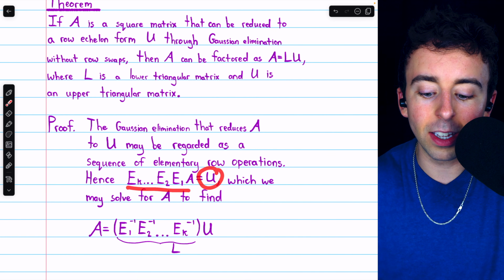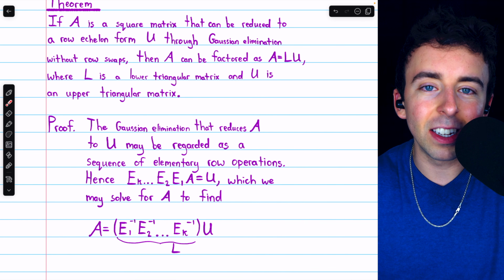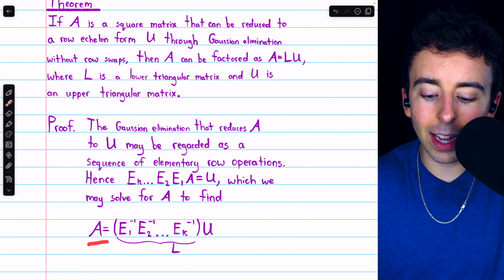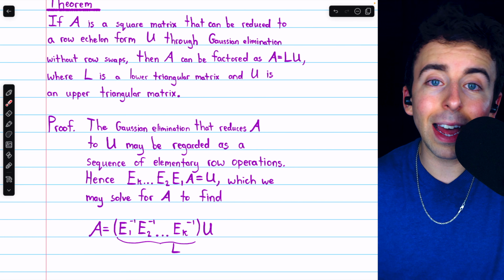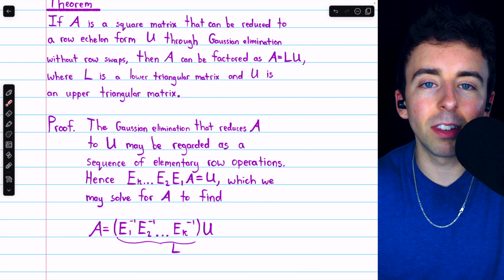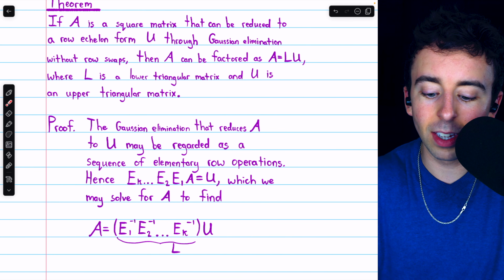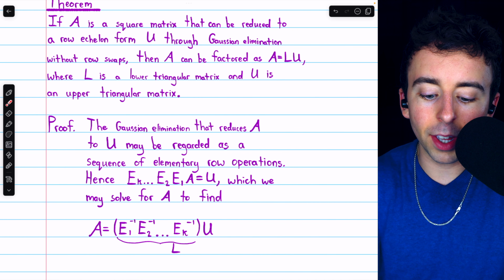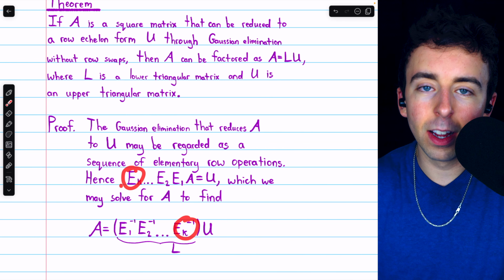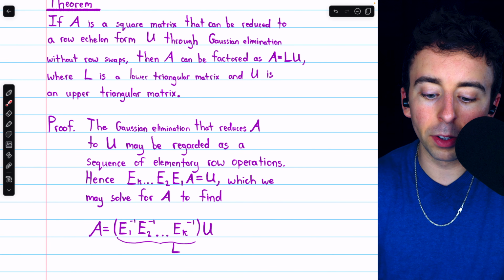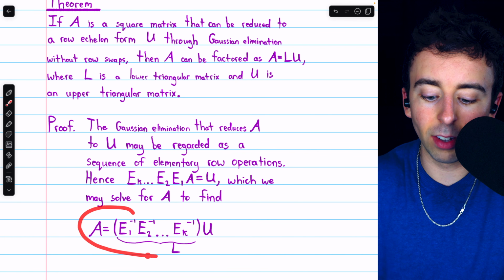This product equals U. And elementary matrices are invertible, so we can actually solve this equation for A and find that A is equal to U multiplied on the left by the product of the inverses of those elementary matrices which were used to reduce A to U. To make sure that's clear, to solve this equation for A, we'd have to multiply on the left by E_k inverse, which you see there, and then we'd multiply on the left by the next elementary matrix inverse, and so on. Eventually, we'd multiply by E_2 inverse, and then finally, we'd multiply by E_1 inverse, and that's how we solve for A.